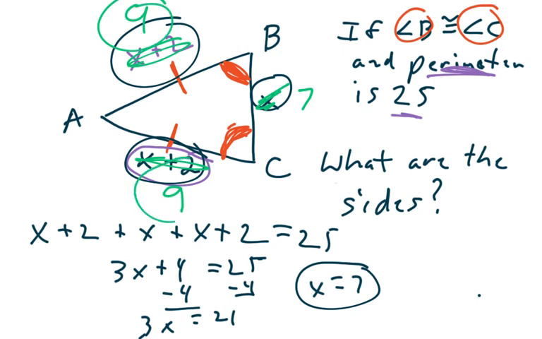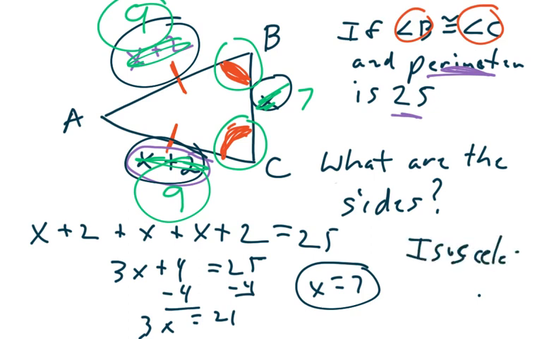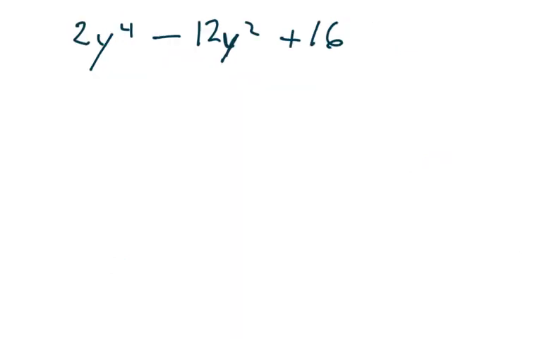Notice these sides have to be the same because these two angles are the same. The official name, by the way, is an isosceles triangle. Isosceles triangles have two angles the same, and therefore two sides will be the same. All right, let's move on here.